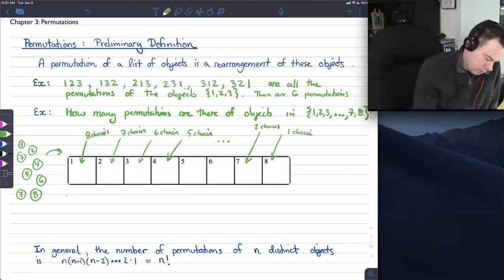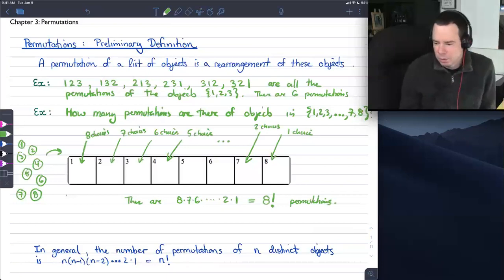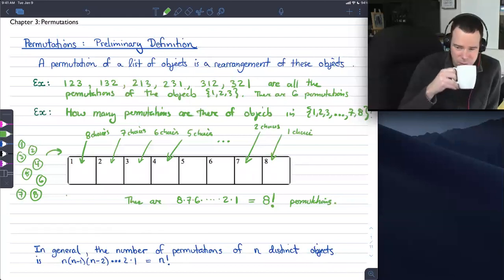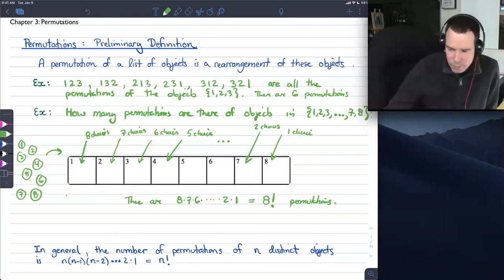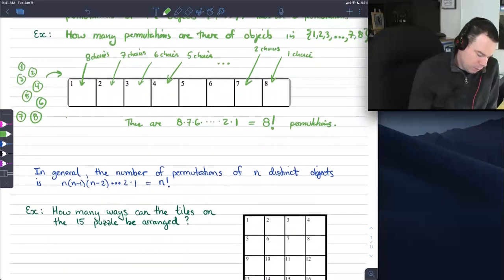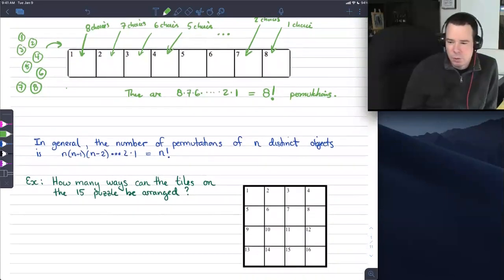and 1 choice for the final one. And so there are 8 times 7 times 6 times ... times 2 times 1, or what's referred to as 8 factorial permutations. 8 factorial ways to arrange those objects. So if we're playing this game, there are 8 factorial possible ways to start the puzzle off. And then we'd have to go ahead and try to solve it. So in general, if we have n distinct objects, the number of permutations of those objects is n factorial.